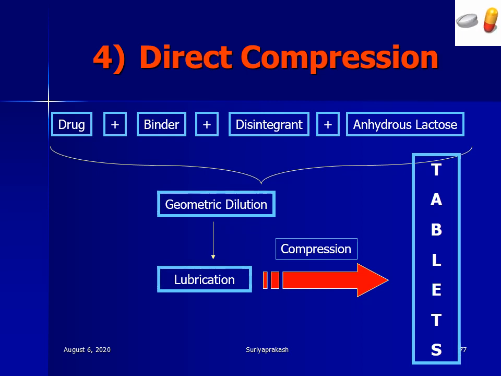What is geometric dilution? See, the drug content is very less, only 0.25 milligram. That means the drug is very little, and you are going to make it into a tablet. So geometric dilution is the best way to get uniformly mixed granules. Then compress it into tablets. You will get directly compressed tablets.